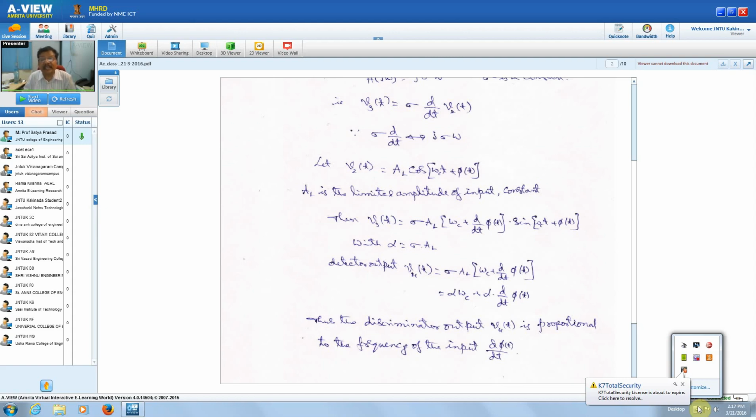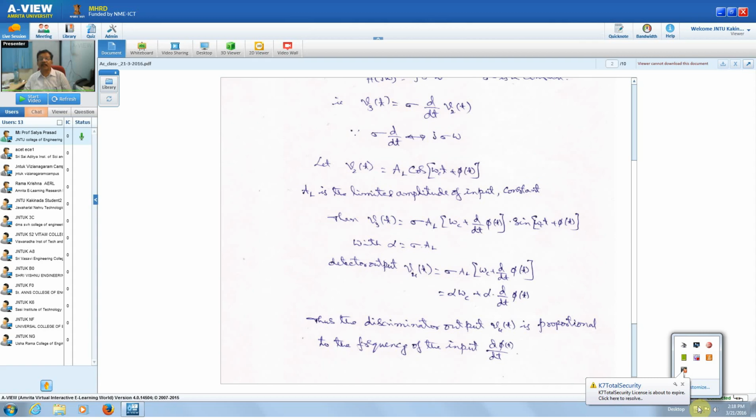this V4 of t is the output of the envelope detector, because V3 of t is the input to the envelope detector, and this is a sinusoidal signal whose envelope is only sigma AL into (omega c plus d by dt of phi of t). Therefore, V4 of t is nothing but this amplitude of the sinusoidal signal, that is sigma AL into (omega c plus d by dt of phi of t). Expanding this gives alpha omega c plus alpha d by dt of phi of t.